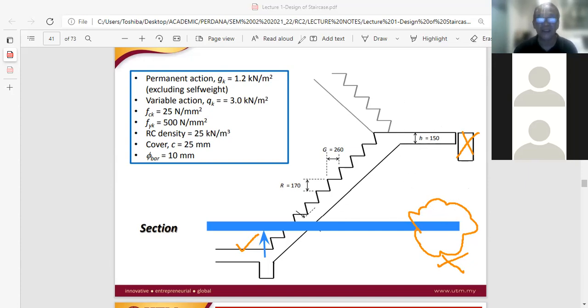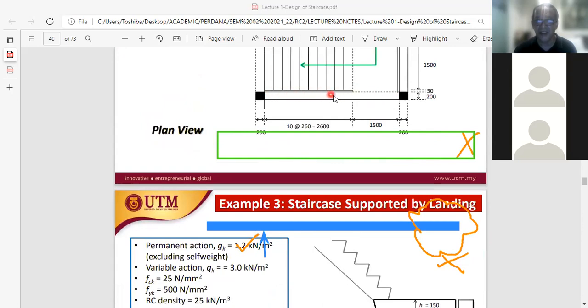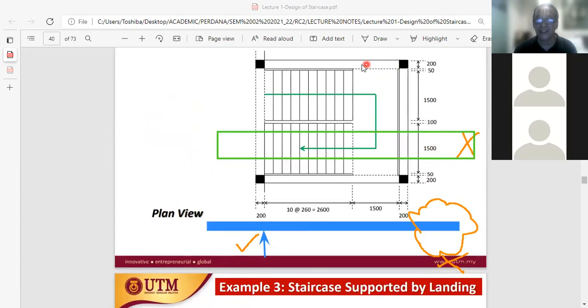Remember, the landing actually has a beam. There is a beam. I just did not draw it here. There is actually a beam up to here. There is a beam. But it's not shown in this typical cross section. Actually there is a beam. The beam that I'm referring to is this beam. If you look at the plan view, this beam, this particular beam, and also this particular beam.